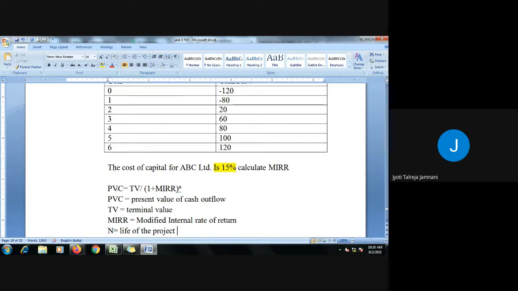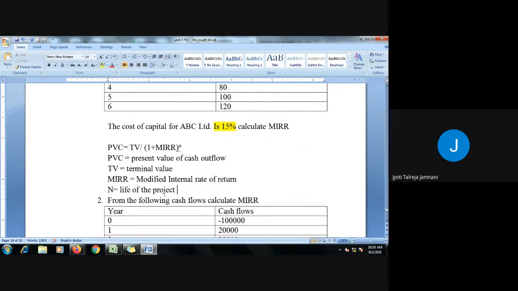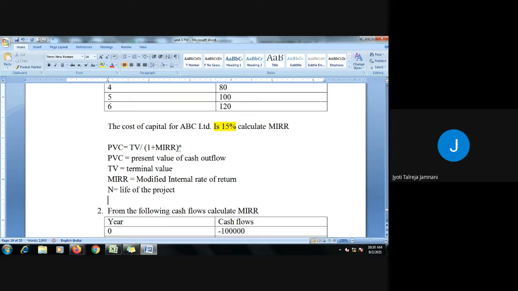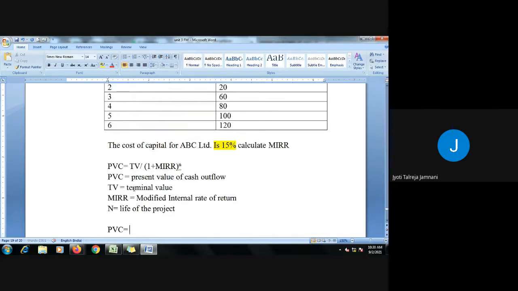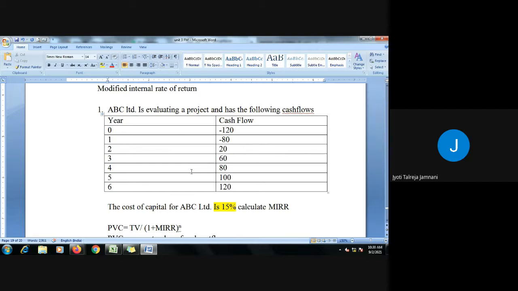If you see in the formula here, there is no MIRR. It is there after the equal to sign. So we need to solve it and find MIRR. Other things we'll find first and then the MIRR. So everything will not be given here. We need to start finding one by one. So first we'll find PVC. As I told you, PVC is nothing but present value of the cost or the cash flow.